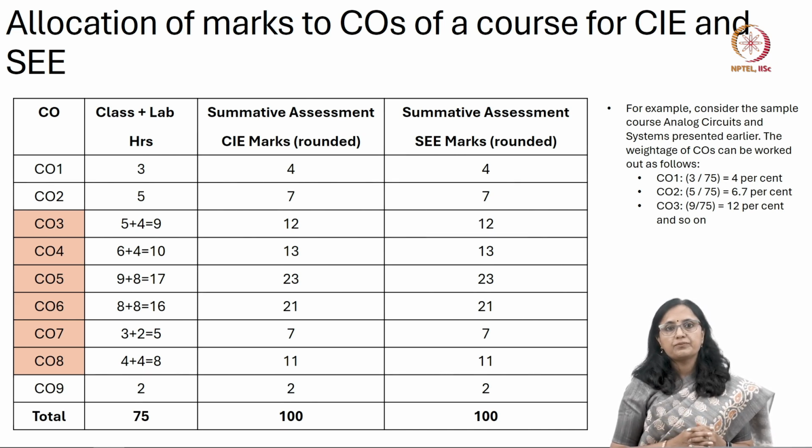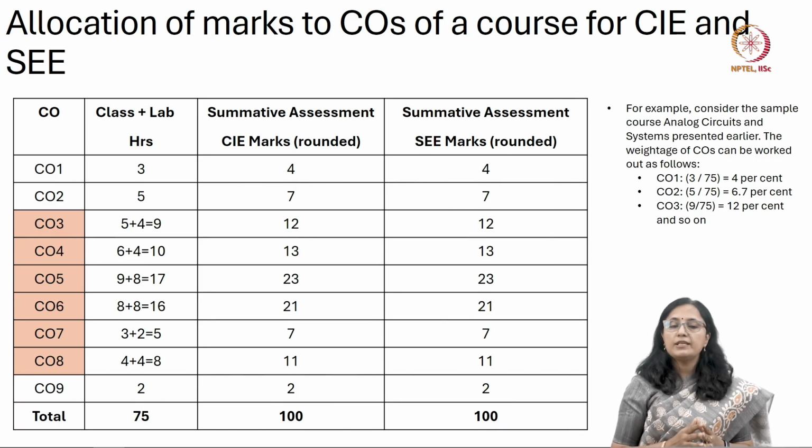Now, with this understanding, how do I now allocate marks for CIE and SEE with respect to every course outcome? So, now we know that the total hours is 75 and CO1 has 3 hours dedicated. So, what will we do? We will basically divide 3 by 75 and that is equal to 4%, which means out of 100%, 4% should be dedicated to CO1. So, the marks allocated to the questions from CO1 will be 4 marks.